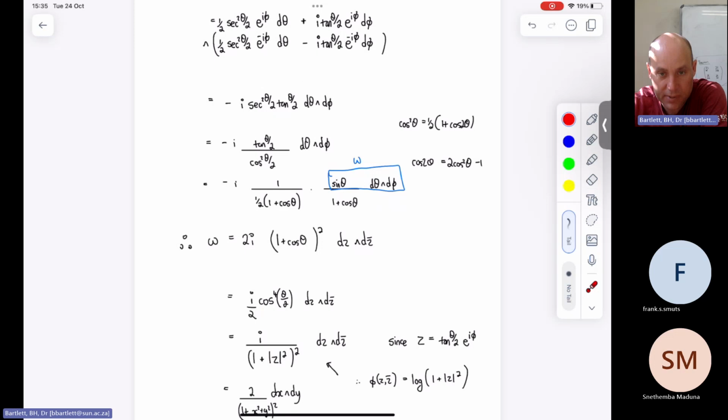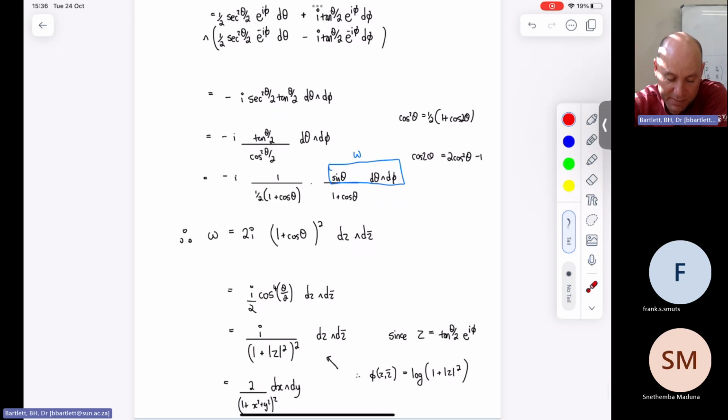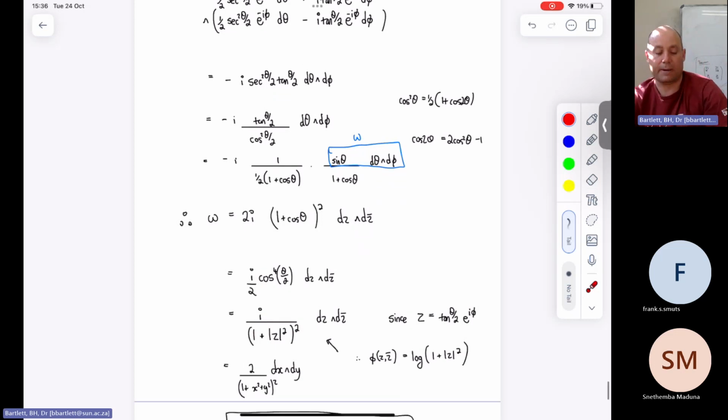So I claim that this is 1 over (1 plus |z| squared) squared. Why is that the case? Because here's the definition of z. And so its modulus would be tan of theta over 2, so its modulus squared would be tan squared theta over 2. 1 plus tan squared theta over 2 is sec squared theta over 2. And 1 over sec squared is cos squared. So this here is the same as this, basically, up to a factor of 2 or something, which I might have missed.